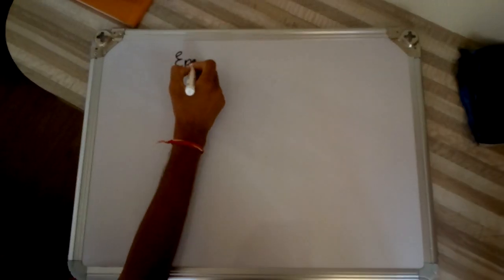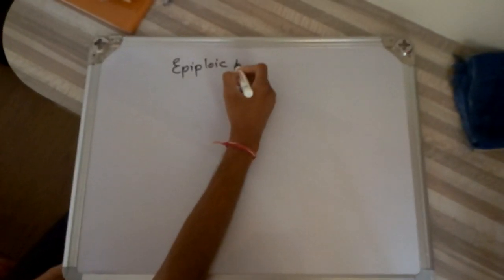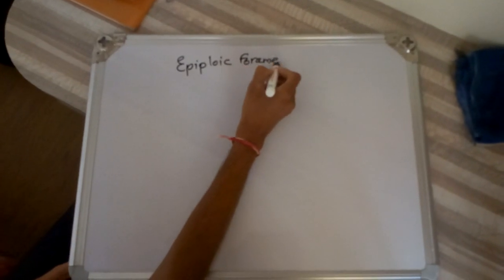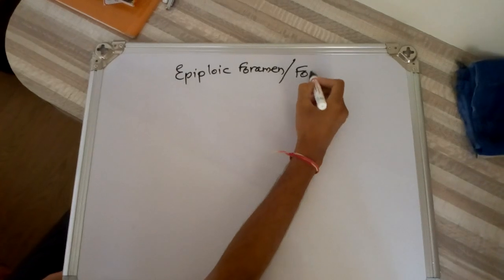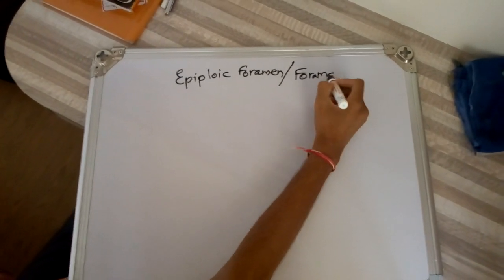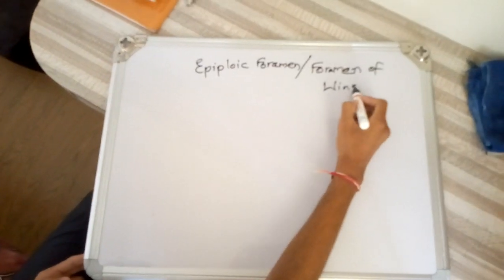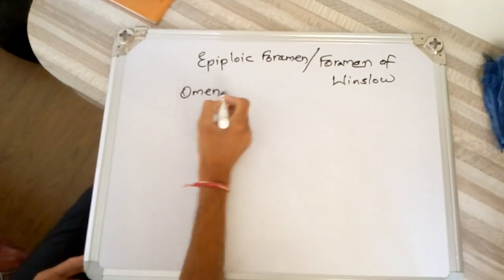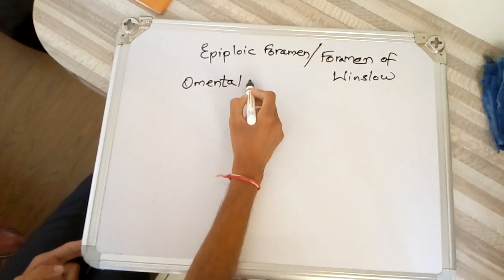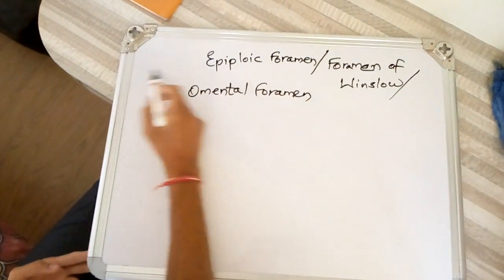So today we are going to discuss the epiploic foramen, also known as the foramen of Winslow, and also known as the omental foramen. So three names.